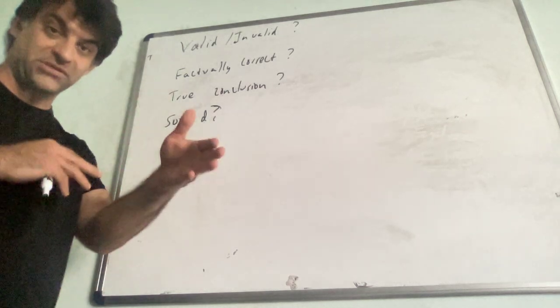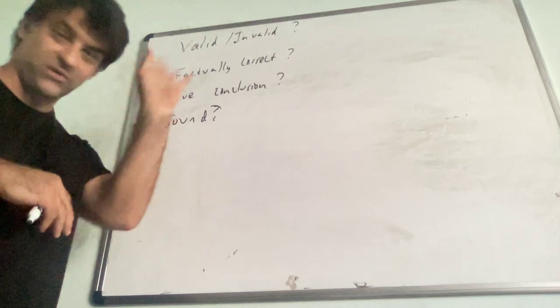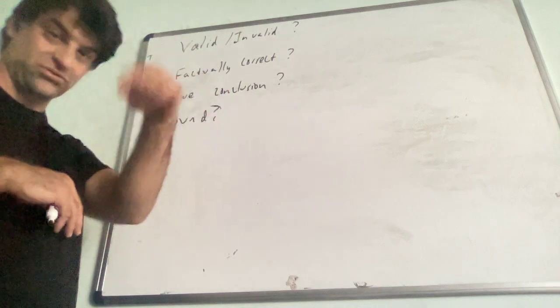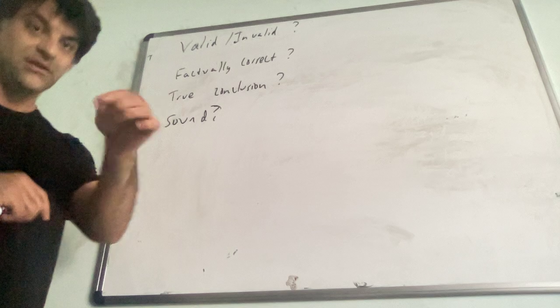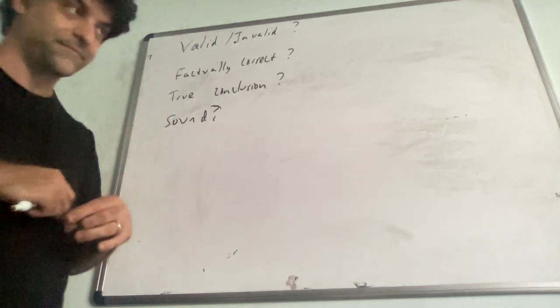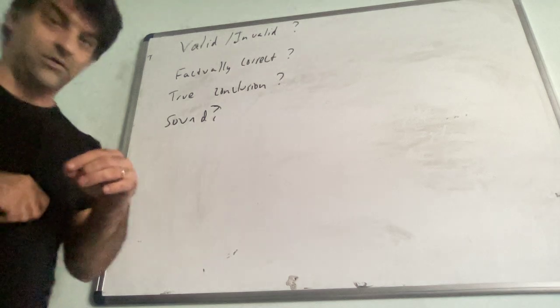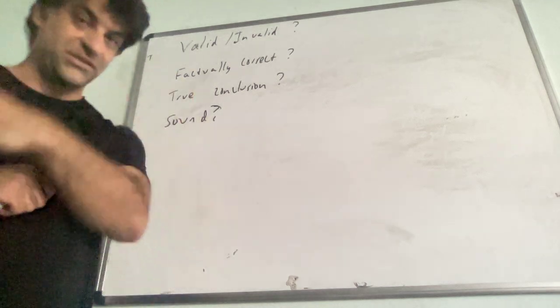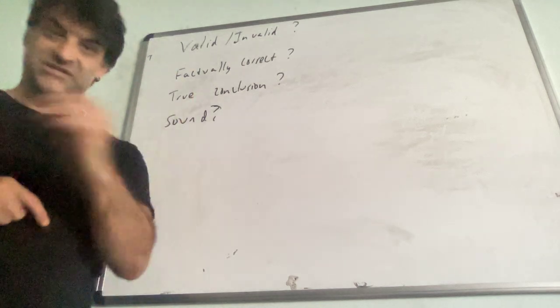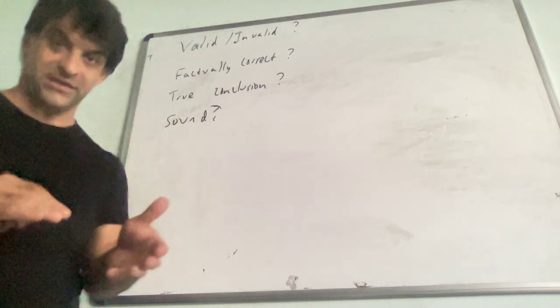You want to know if the premises are true? Check the premises. Ignore the argument. Just check whether the premises are true. Cats are mammals. Yeah, that's true. Cats are lizards. No, that's false. All mice are cows. False. All cows are mammals. That's true, right? And those can be in different combinations.